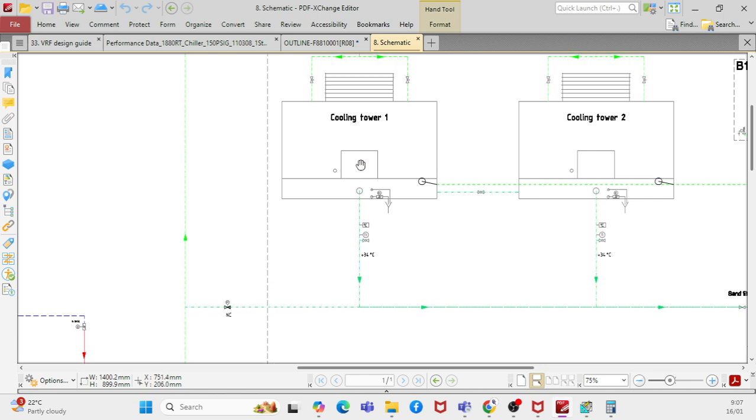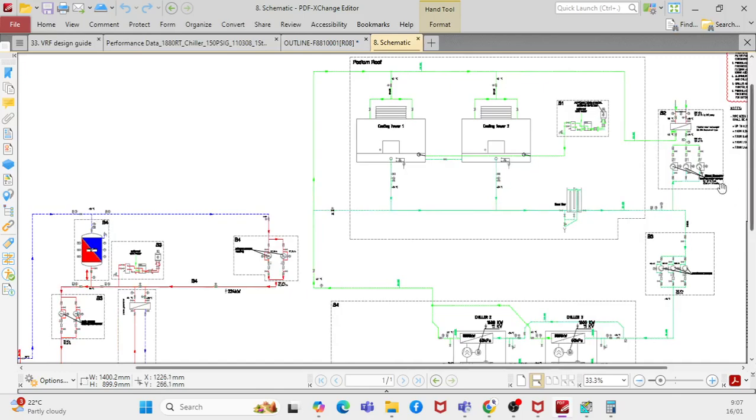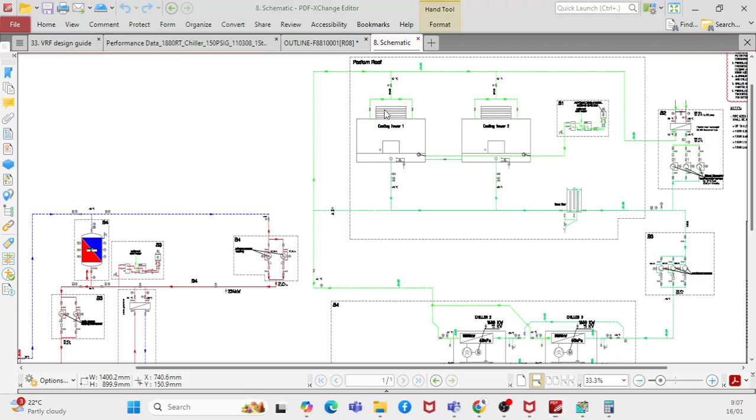Then that water will be going to the condenser side of the chiller again by means of the condenser water pump. The condenser water pump basically circulates the water from the cooling tower to the chiller, then takes it to the cooling tower again.